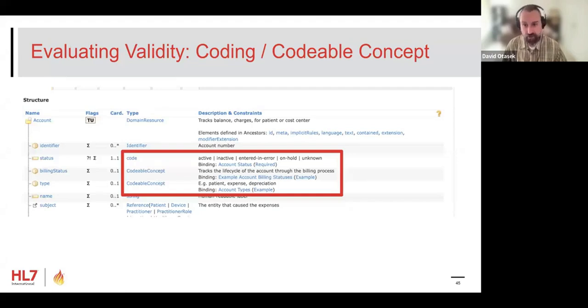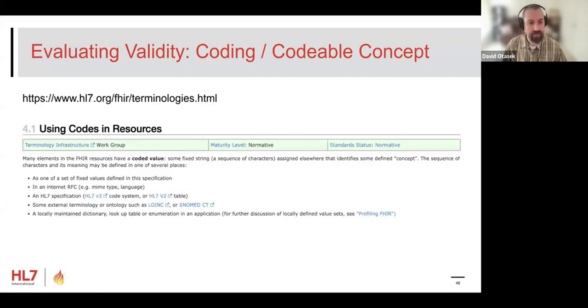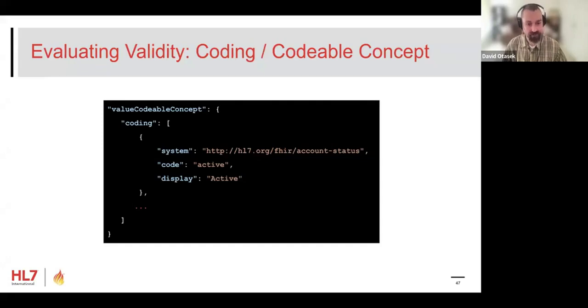Code systems can be internal, meaning they are defined within the FHIR specification itself, or they can be external and maintained by another organization. Here's an example of an internal code system. You can see the code system specified in the system field. Systems are specified by a unique URI, in this case hl7.org/FHIR/account-status. The code itself, specified by the code field, is active, lowercase, and a display value for the code is included, which is also active.